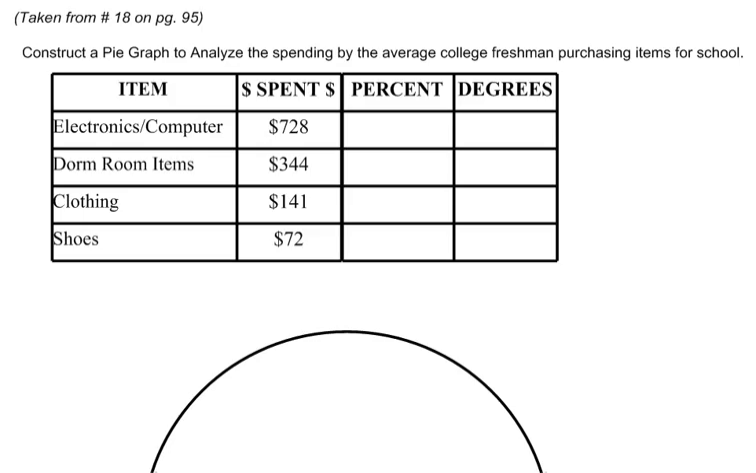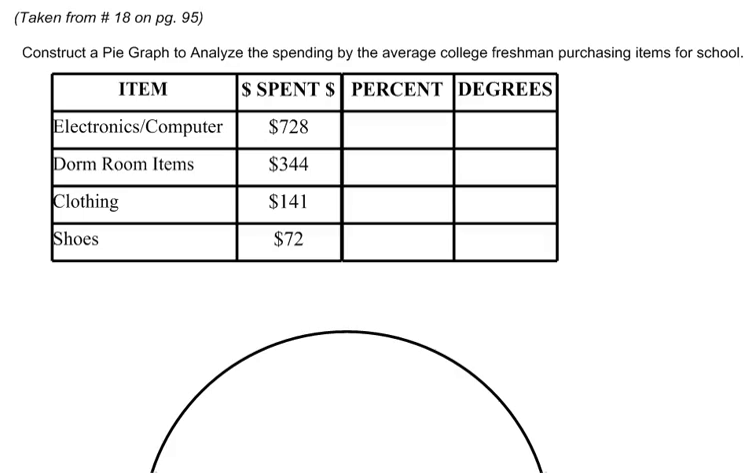This is actually taken from number 18 from your assignment on page 95. This one is another issue that we've had some issues with in class that we want to take another look at here. Construct a pie graph to analyze the spending by the average college freshman purchasing items for school. We're making a pie graph here, a different concept. We're trying to put everything into a circular representation based on the percentages in each category.